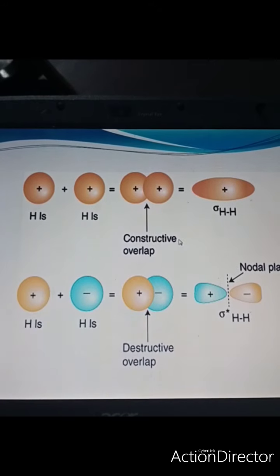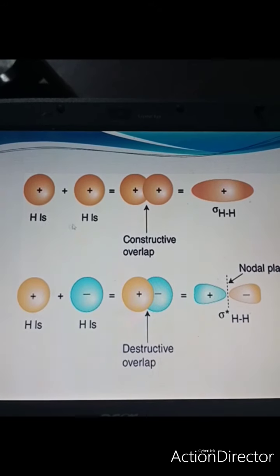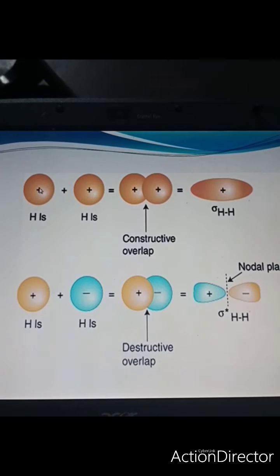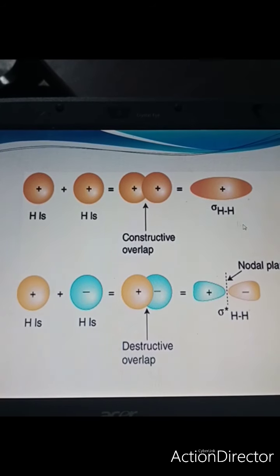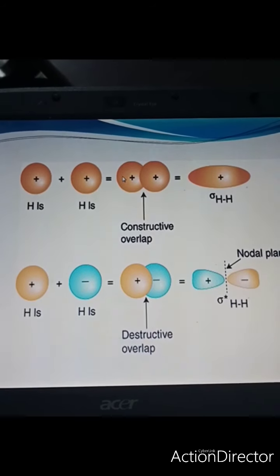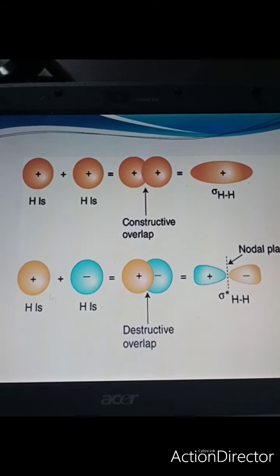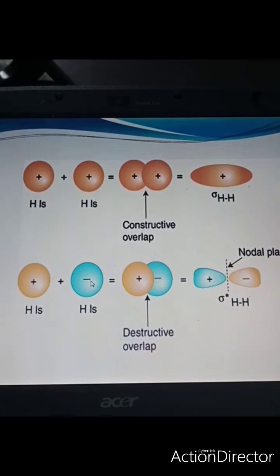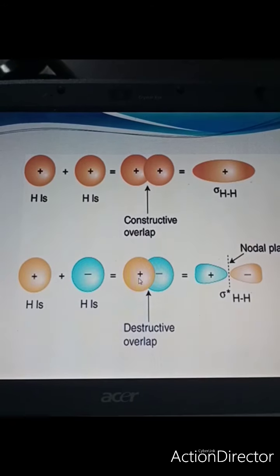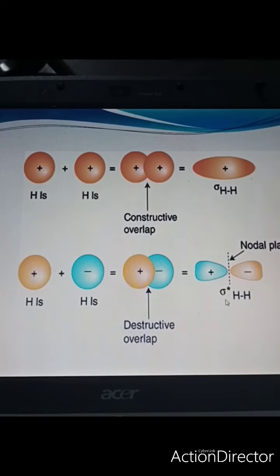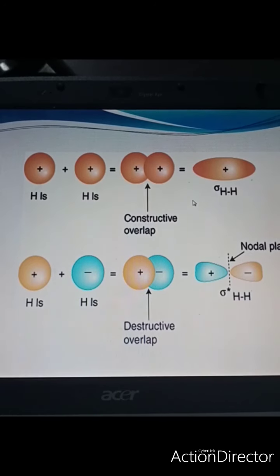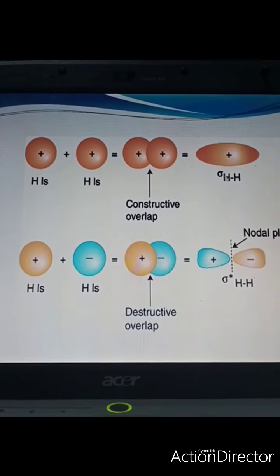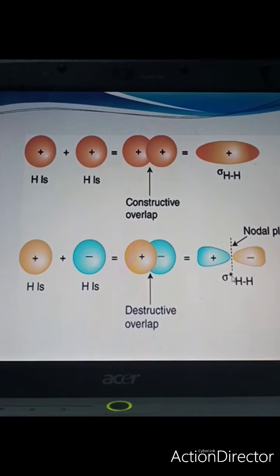Now here I am showing which one is the constructive overlap and which one is the destructive overlap. In this case, when the 1s orbitals combine with the same positive sign, that results in the formation of a constructive overlap, that is, they have the same wave character. In this case, when the 1s orbital of H and the 1s orbital of the other H overlap, they result in a destructive overlap. So one results in the formation of a bonding, and the other in the formation of an anti-bonding molecular orbital. Bonding will be shown by this sign, and for anti-bonding we are using the star sign.